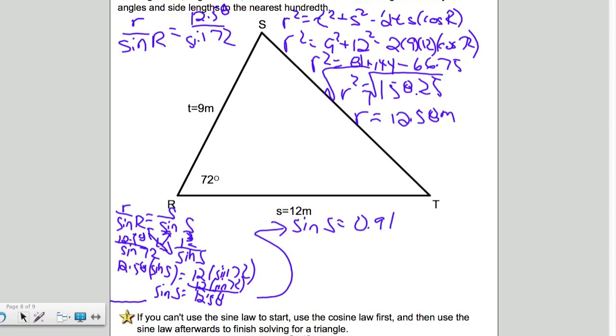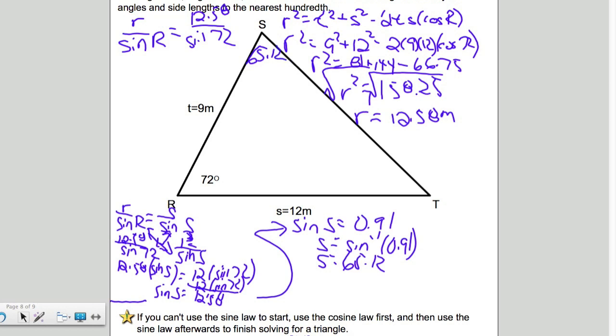0.91. So that's the sine of S. In order to get S, we need to do what? We need to do the inverse sine, right? So we get S is equal to the inverse sine of 0.91, and that is equal to 65.12. So S is equal to 65.12.